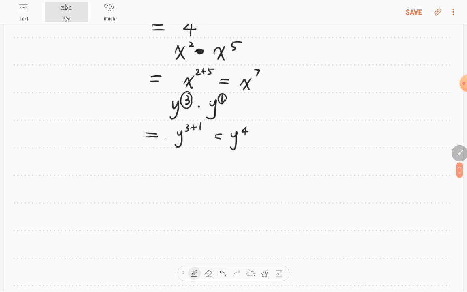Let's check one more. This time, so we know we are doing the multiplication. First, this is the multiplication. After that, we check, do they have the common base? And we realize they have the common base. So the base here is -5. So we should put negative here. But after you write down the negative, don't forget to put the parenthesis there.